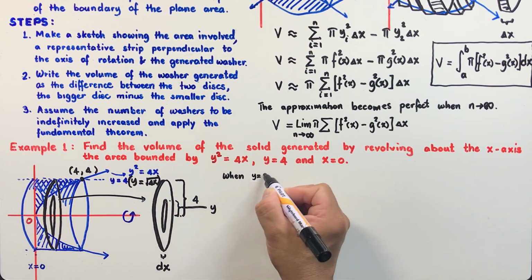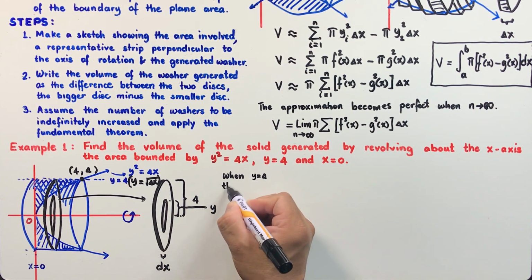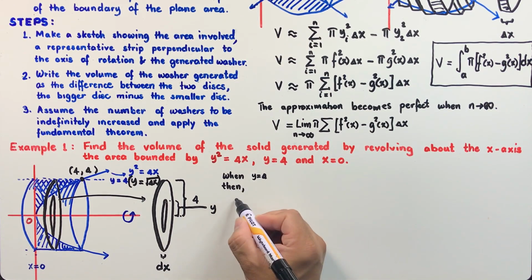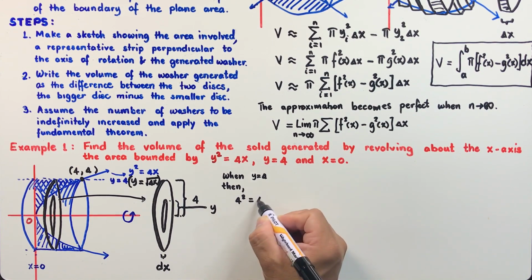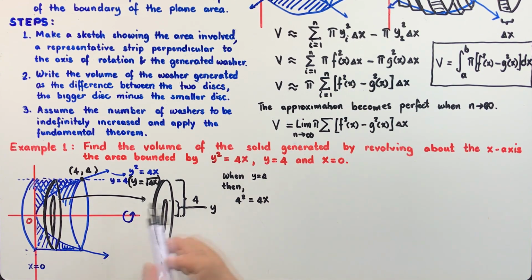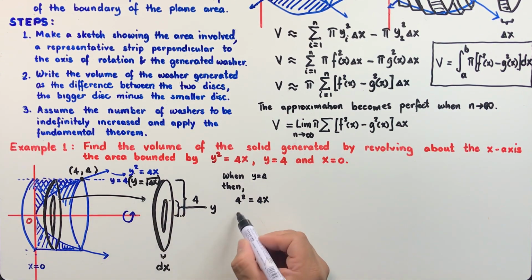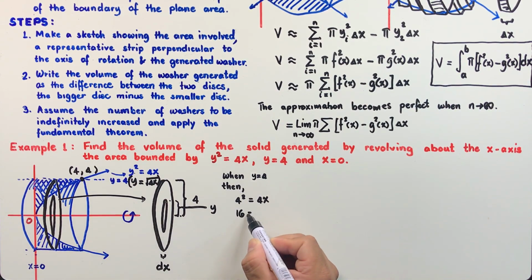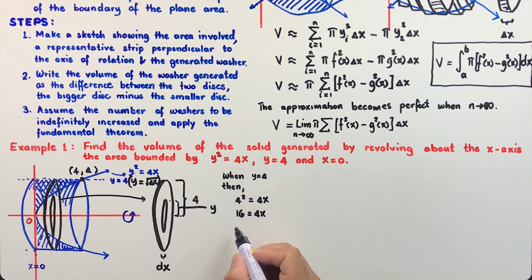When y is 4, then we have 4 squared, which is equal to 4x because our y is 4. So this is 16, which is equal to 4x. And dividing both sides by 4, we have x equal to 4. So therefore, the point has coordinates 4, 4.